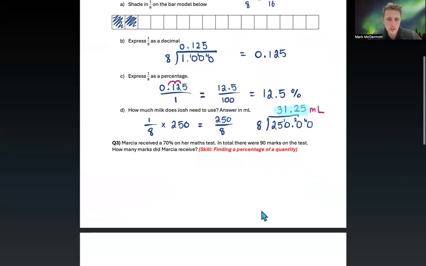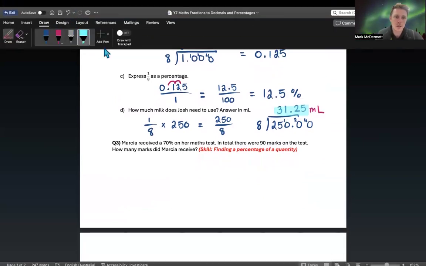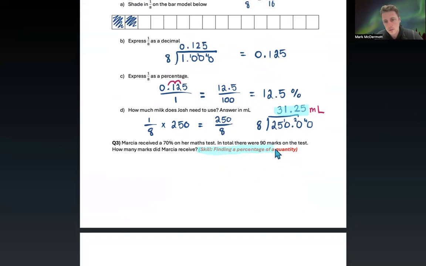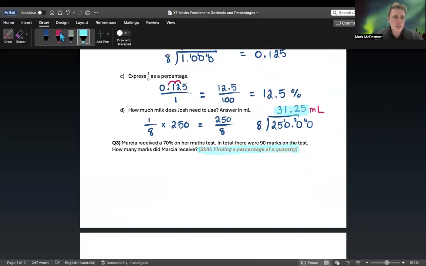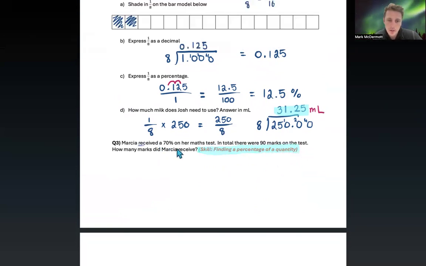Now let's look a bit more at percentages. We're going to look at finding a percentage of a quantity. Marcia receives a 70% on her maths test. In total, there were 90 marks on the test. How many marks did Marcia receive? I'm going to explain this in 2 separate ways.